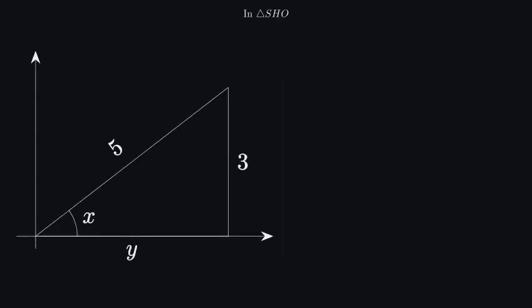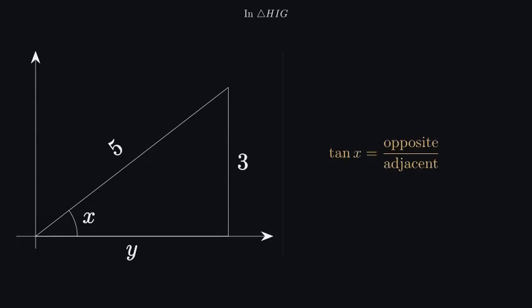Now the triangle is complete. The opposite side is 3, the adjacent side is 4, and the hypotenuse is 5. This is the familiar 3, 4, 5 right-angled triangle. Now we can find tan of x. Tangent is opposite over adjacent. For angle x, the opposite side is 3, and the adjacent side is 4. So, tan of x equals 3 over 4.